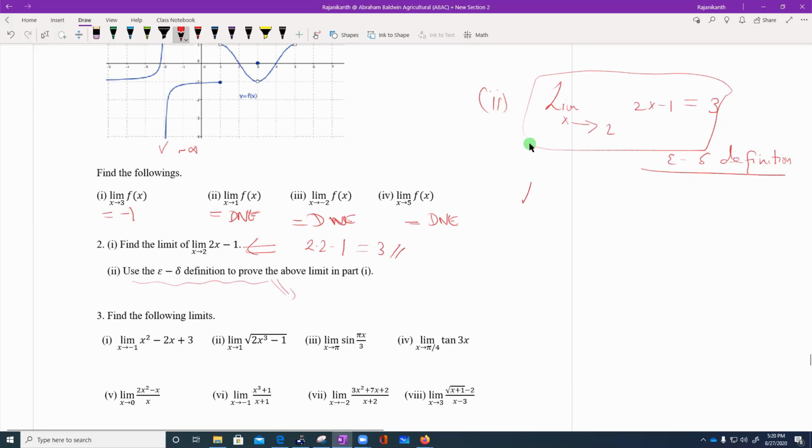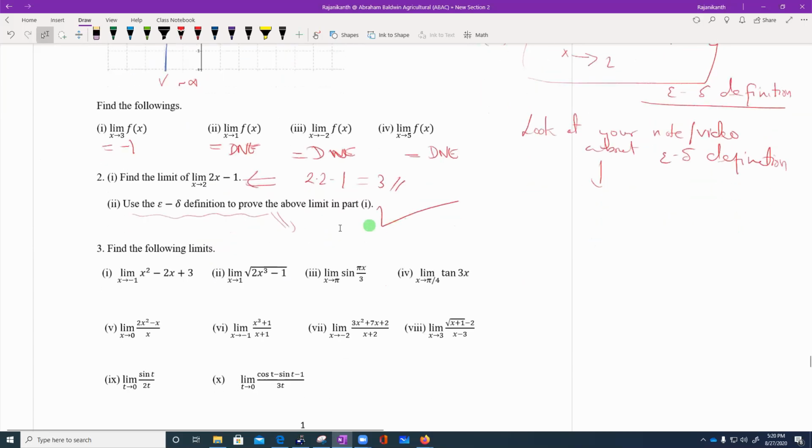First, look at your notes and video about epsilon delta definition, okay? Once you understand, then come back and check my answer solutions, and I have given everything explained in detail. So this should be good. I don't want to waste the time on this, okay? That makes sense?